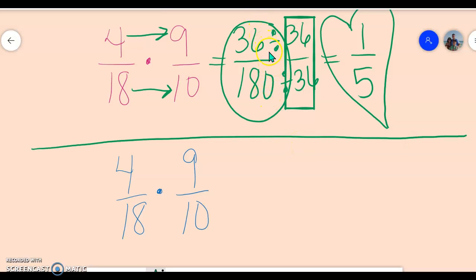My issue is it can be difficult to find this greatest common factor when the numbers start to get bigger. So I'm going to try to convince you to use this method called cross-simplifying, and I'm going to work that now in the blue problem. Now, if I do this correctly, I should get the same answer, okay? So I'm going to start with the 4/18 and the 9/10.